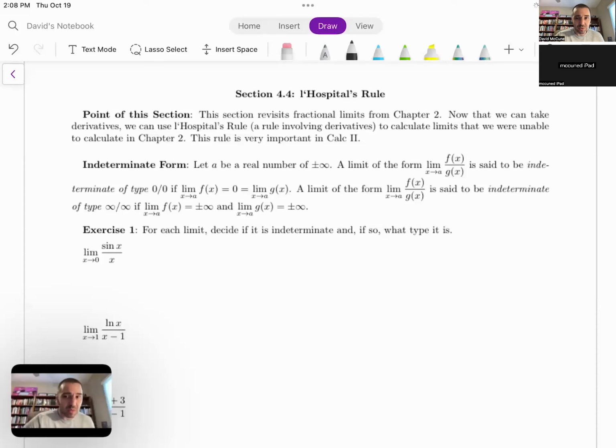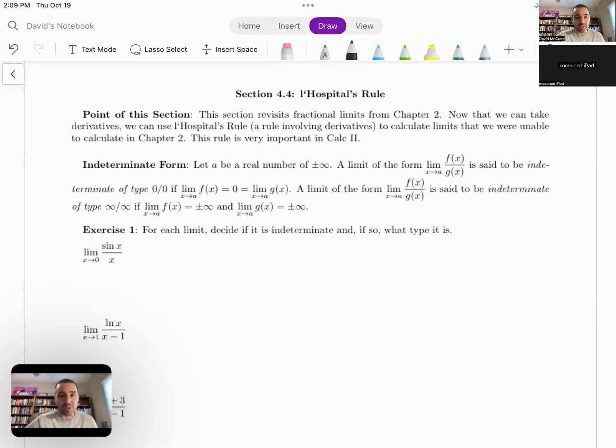So section 4.4 is about something called L'Hopital's rule. The name is French, so it's not La Hospital, even though that's how it looks, L'Hopital's rule. And the idea is that we're applying derivatives to things that we couldn't do before. Chapter 4 is about applying derivatives. So this rule that we're going to cover, L'Hopital's rule, is a way of evaluating limits in ways that we could not do back in chapter 2.